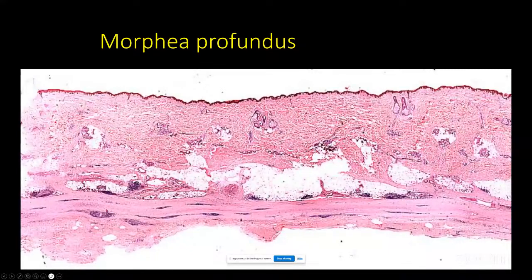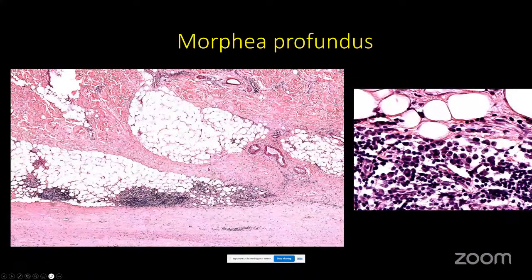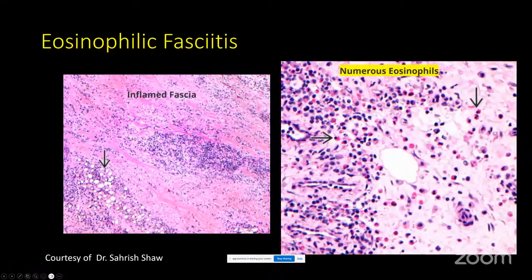Sometimes it can involve the fat. You can see morphea profunda, where it's really the subcutaneous tissue that's involved. And this basically is a similar presentation as eosinophilic fasciitis. But with eosinophilic fasciitis, you're going to classically have a lot of eosinophils, although they might be hard to find.